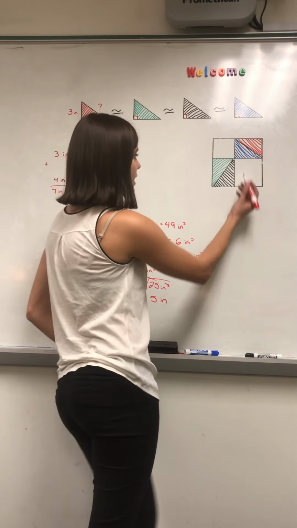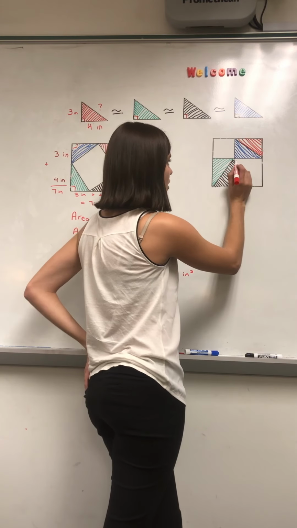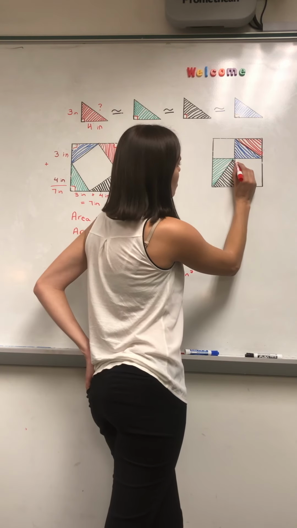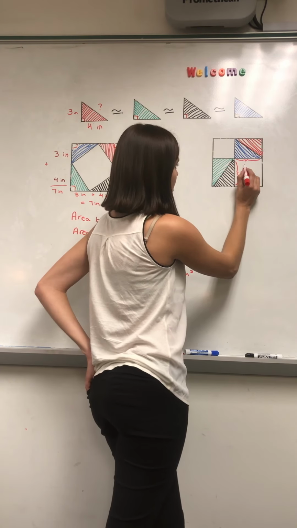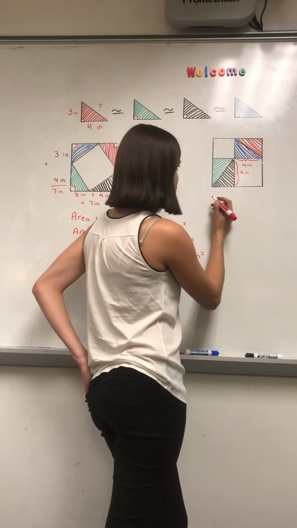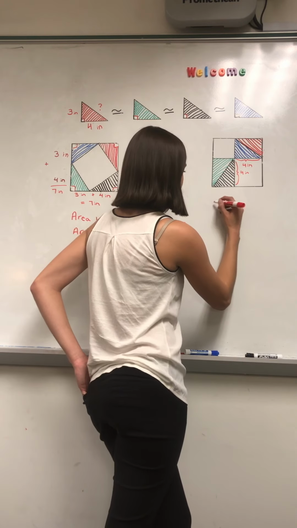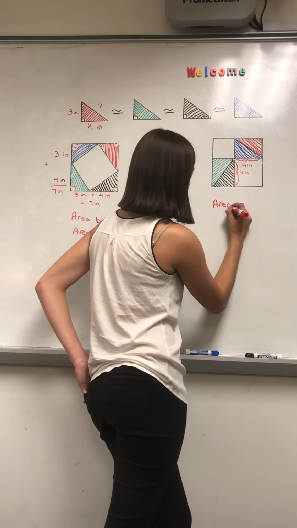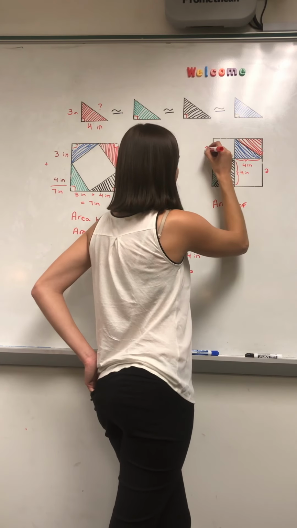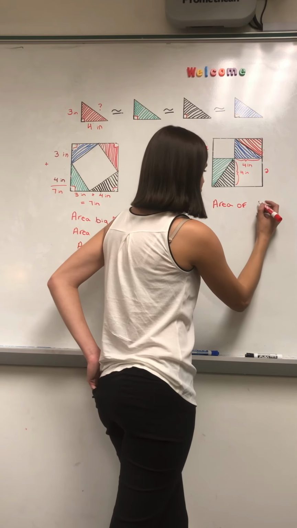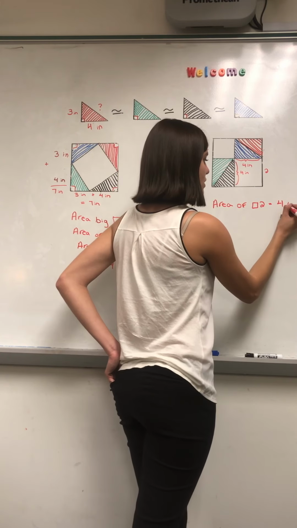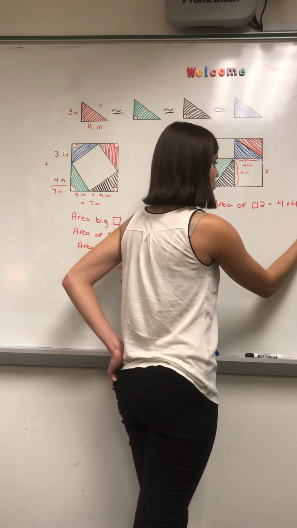So again, we can notice that this is the long side of the triangle, which we know to be 4 inches, and this also is the long side of the triangle, which we know to be 4 inches. So we are going to do 4 times 4. Let's label this 2 and 1, just to keep track that they're separate. So the area of square 2 is equal to 4 times 4, which is equal to 16 inches squared.